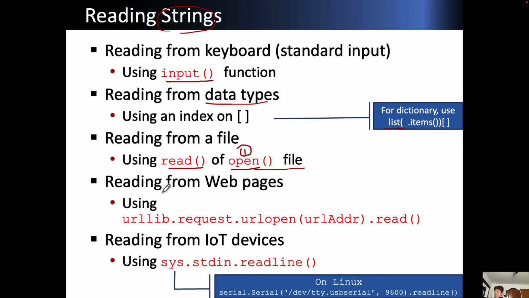We can read from web pages. Then we need to have a module, urllib, which is a package. There is a module called request, and on this request there is a method called urlopen. And then read. Reading from an IoT device, you need to use a standard input device.